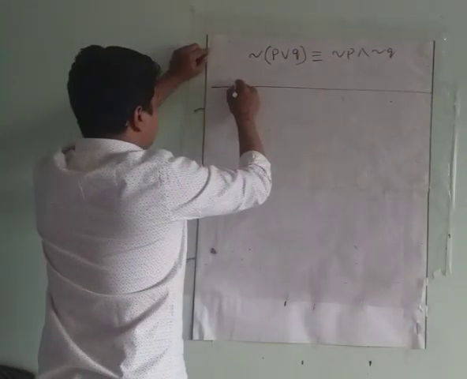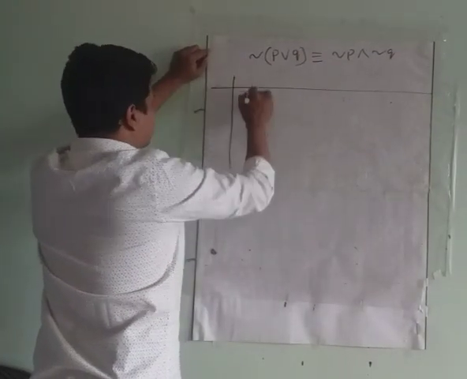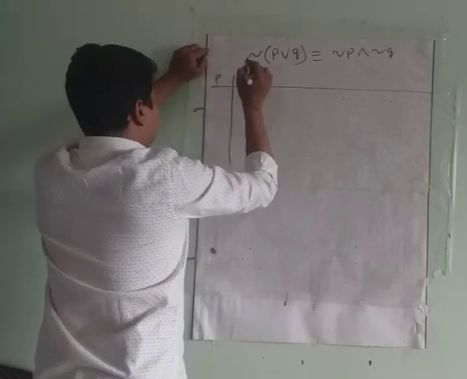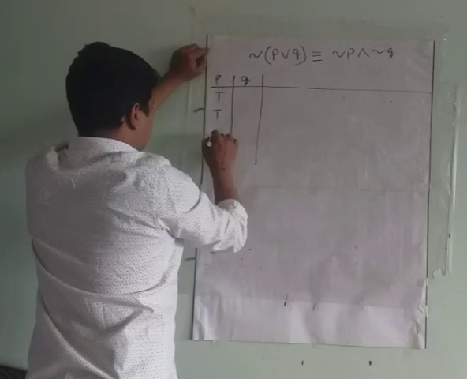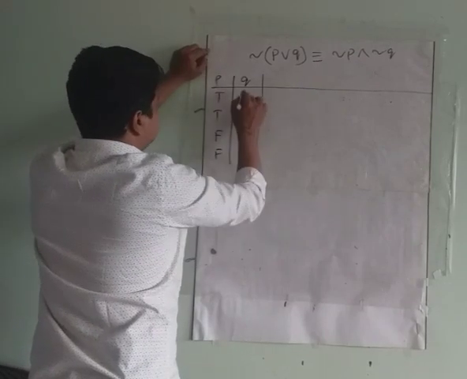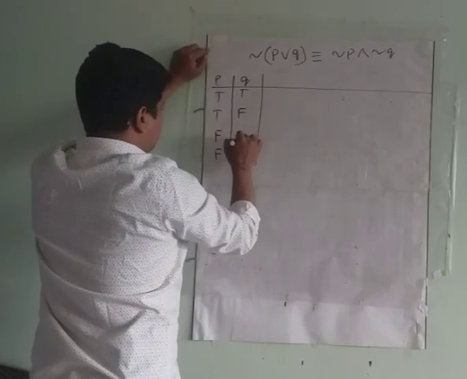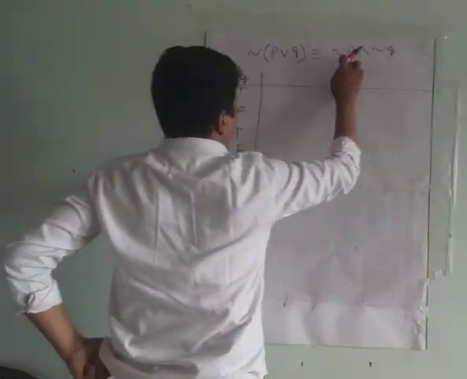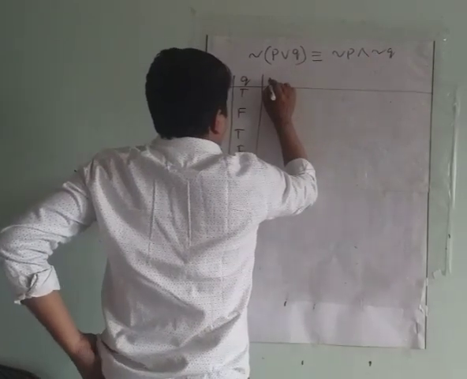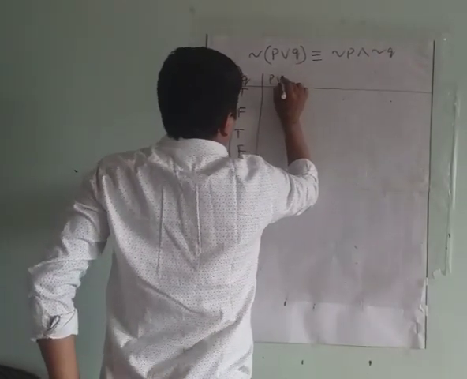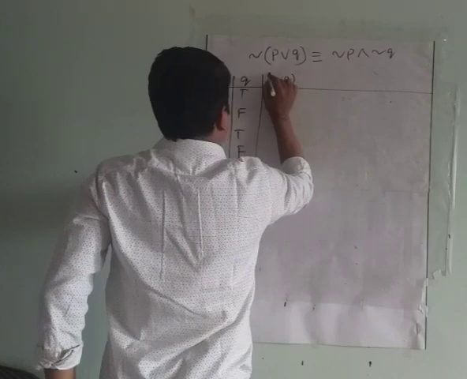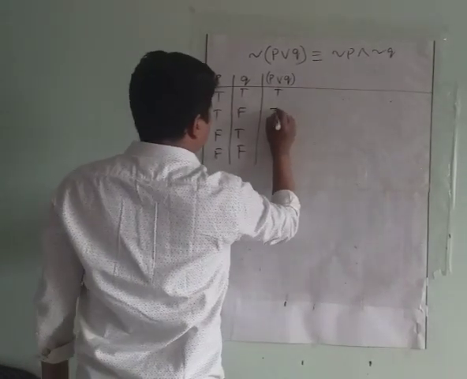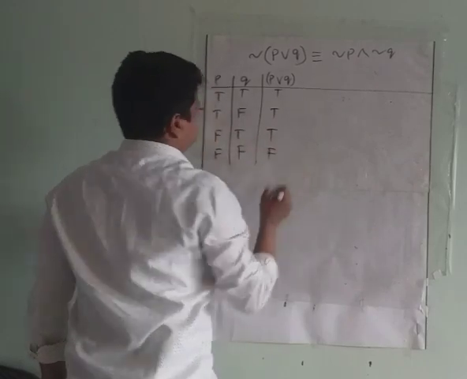Therefore, the number of rows will be 2 to the power 2, which is equal to 4. Trying for P and Q. True, true, false, true, false, true and false. First of all, we'll need negation of P. We'll need P disjunction Q. In disjunction, if any one is true, the result will be true. True, true, true, and this will be false.